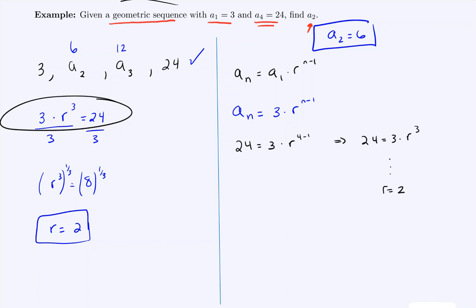So our key thing here is we took the phrase geometric sequence, and we knew that that means that these terms differ by a common ratio, which allowed us to solve for the unknown value.